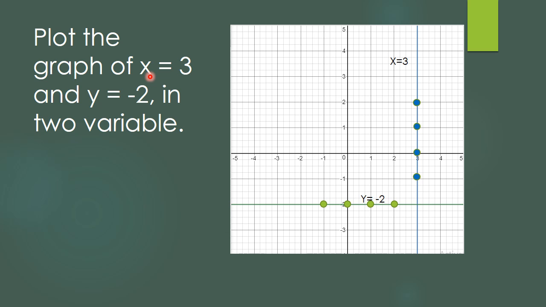Here y is missing, correct? So the line will be parallel to the y axis. Here x is missing, so the line will be parallel to the x axis. And that completes our chapter.